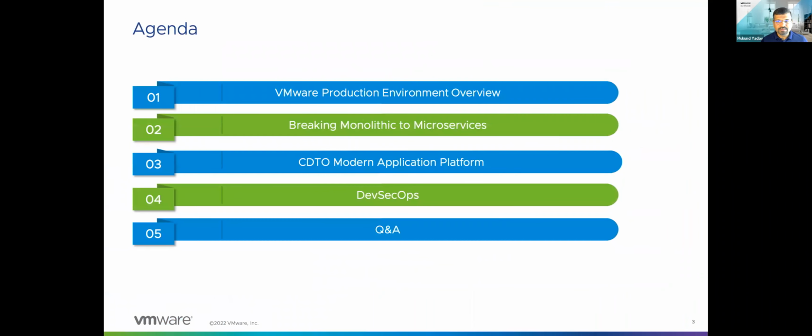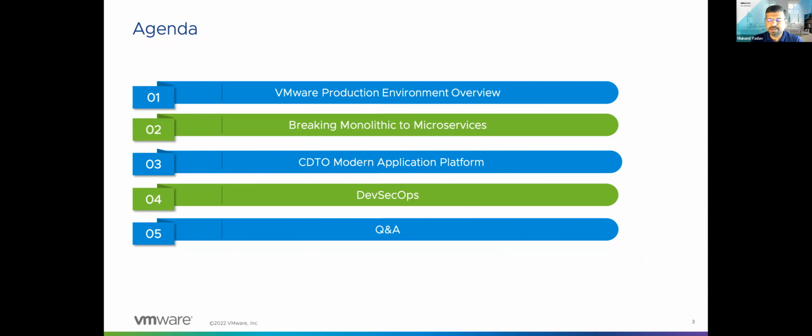So in today's agenda, we will look at the VMware production environment overview. What is there and what's the scale of operation that we are managing in VMware IT. We will look at how we are breaking down monolithic applications into microservices. Then we'll look at the CDTO modern application platform that we have built over a period of time. And then we will look at the DevSecOps story.